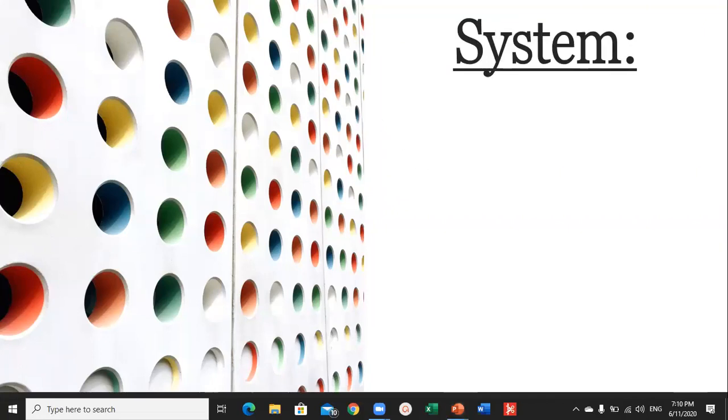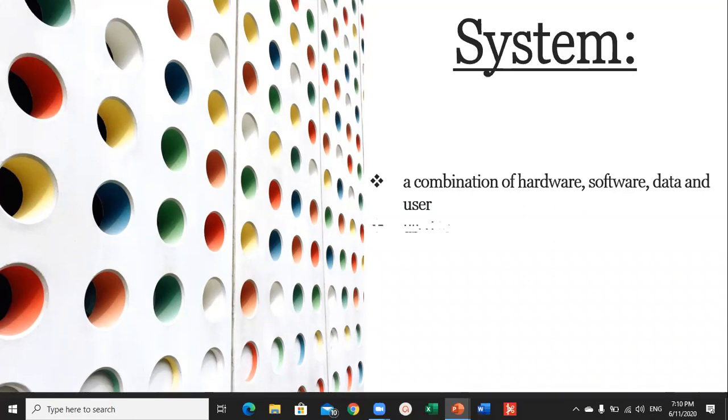So now what is a system? Actually, a system is a combination of hardware, software, data, and user. Basically, it is a compound term. The basic components of this term are hardware, mandatory, software, mandatory, data, which will be used inside the system, and the user who is going to operate that system through hardware and software. So these are the four basic components, or four basic pillars, of a system.